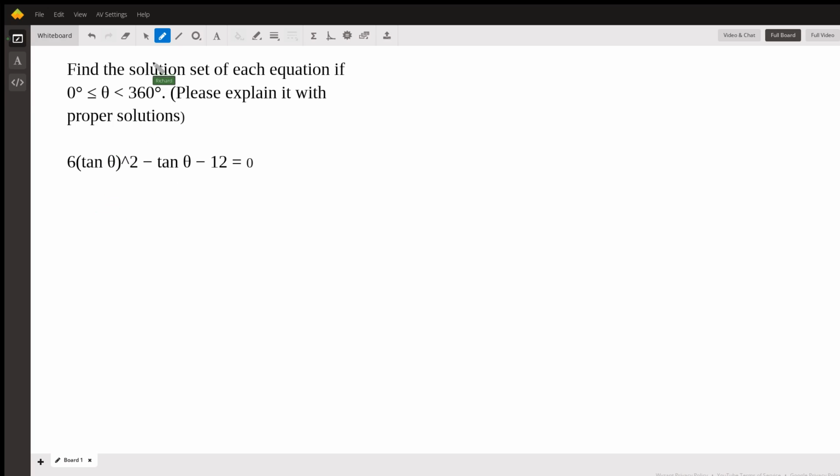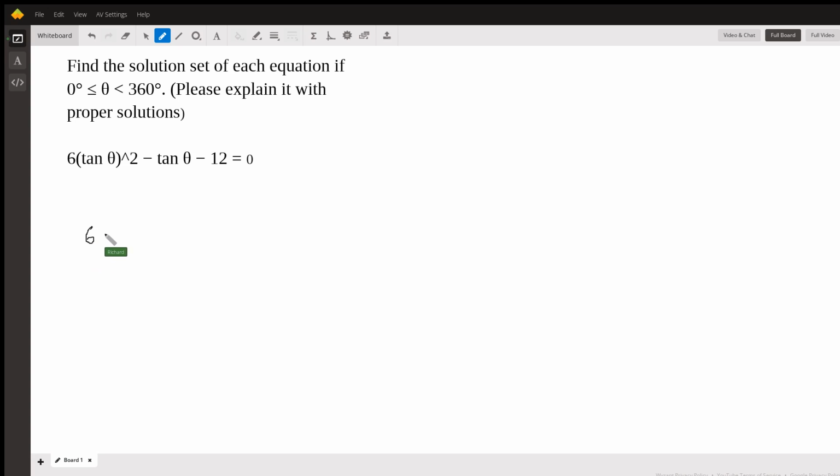Let me start off by writing this in an easier way for us to work with. Let's say 6 tan theta squared minus tan theta minus 12 equals 0. Now, a good way to see this is we're just going to do a little trick.